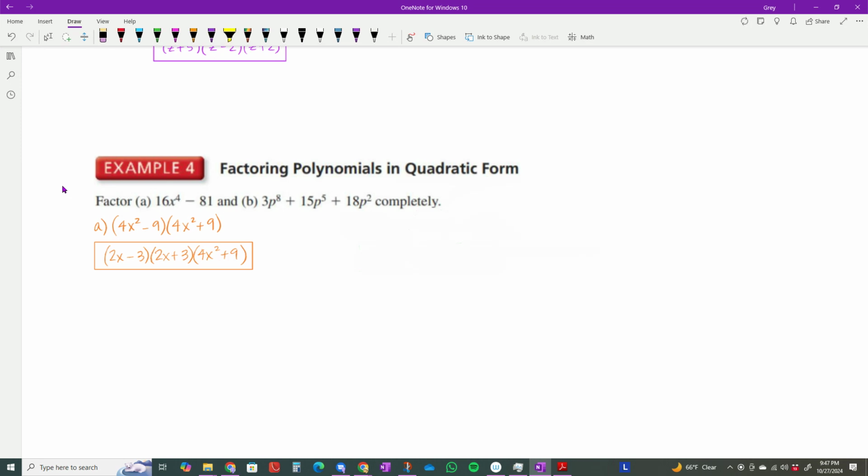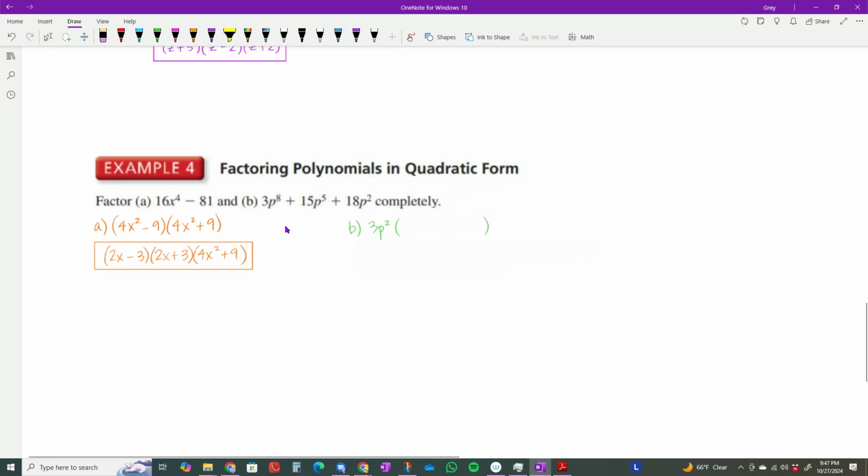All right, let's finish up with B. Can be a little challenging. If you need some more help with that, I'm happy to do some more later. All right, 3p to the 8th plus 15p to the 5th plus 18p squared. Looking always first for a GCF, I got 3p squared.